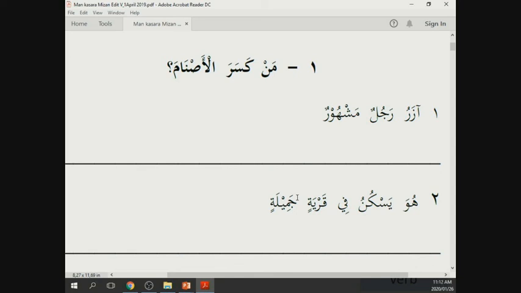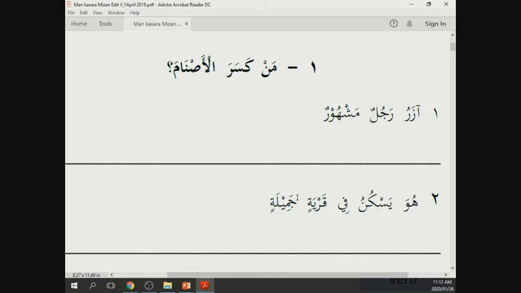Next one. Baytul Asnami Baytun Kabirun. Say again. The house of the idols is a big house, a large house. Anybody have anything different? The house of the idols is big. Okay, it's a valid English understanding, but then you omitted the second word, bait. That is what we call, mashallah, using your imagination.